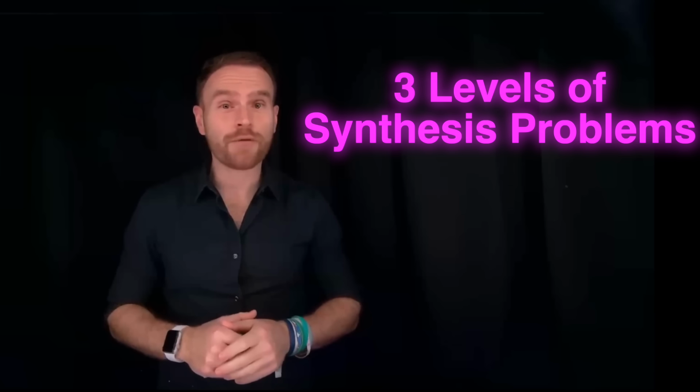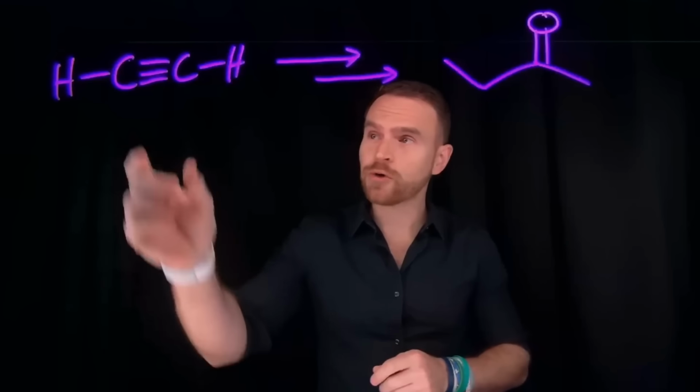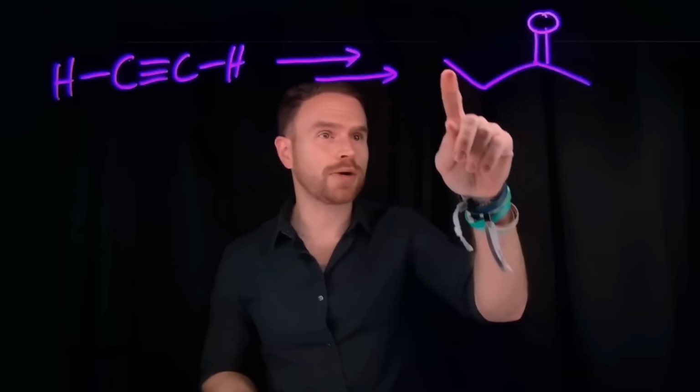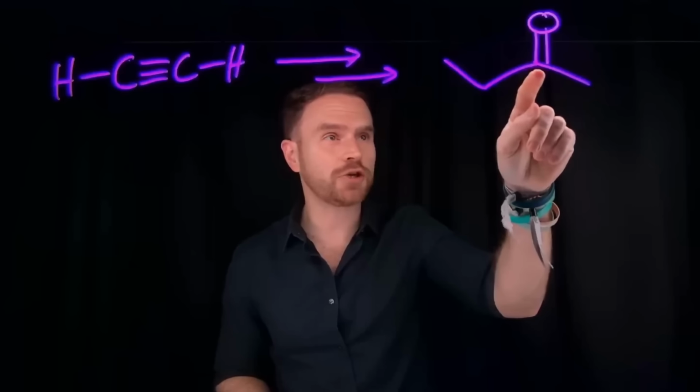In fact, we're going to go from beginner to intermediate to hard. And each one is designed to train a different level of organic chemistry thinking. First up is the beginner level. In this example, we're turning acetylene, which contains only 2 carbons and a triple bond, into what's known as butan-2-one, or a 4-membered carbon chain where at position 2 there's a ketone.